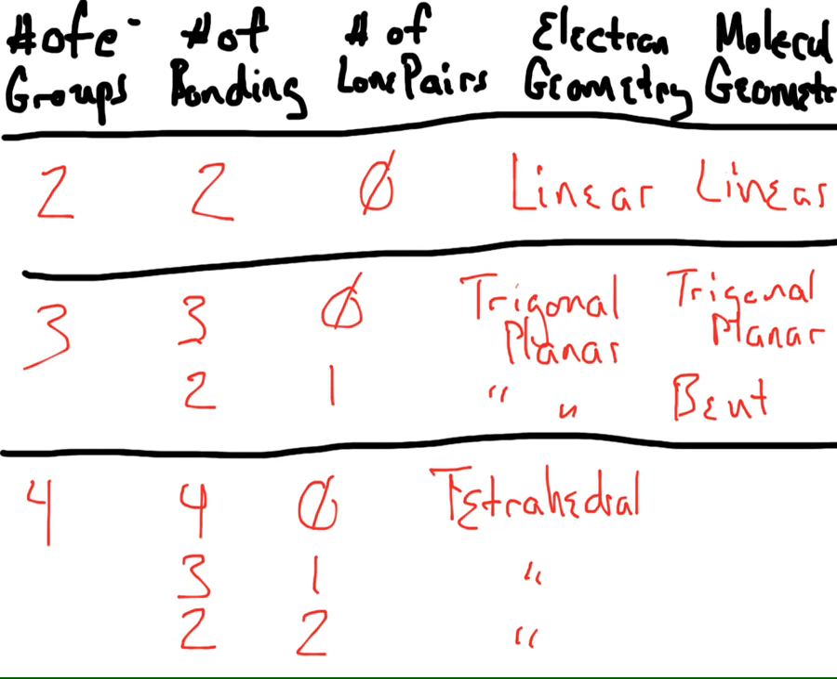Okay, and it looks tetrahedral, right? You can kind of see it looks like a little 4-sided pyramid in a sense, where we have 4 sides. Okay, so if they're all atoms, then again, the molecular geometry is the exact same as the electron geometry. It looks tetrahedral too.